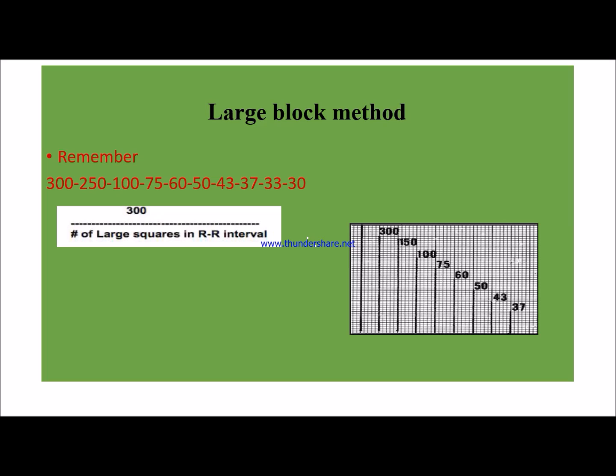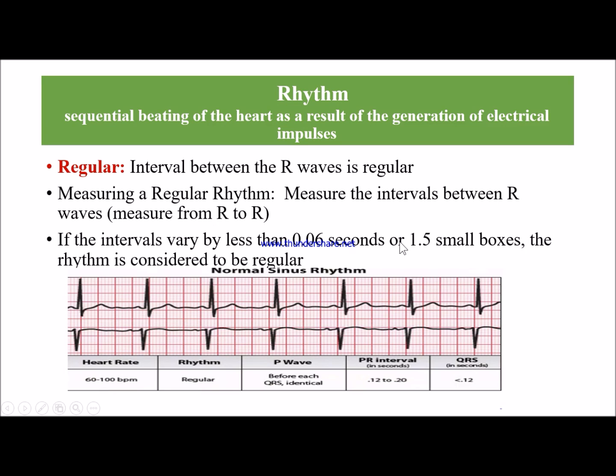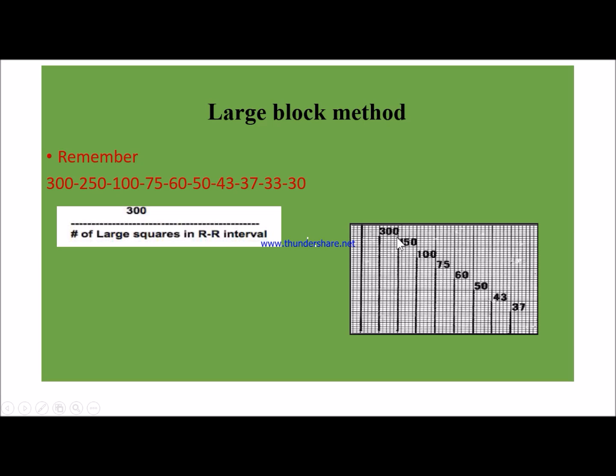In the large block method, we need to remember the ruler method: 300, 150, 100, 75, 60, 50, 43, 37. Each box has one dark line. If it starts from one R wave, we need to calculate from here: 300, 150, 100, 75, 60, 50, 43 and 37. So 300 divided by the number of large squares in the RR interval. This is called the large block method.